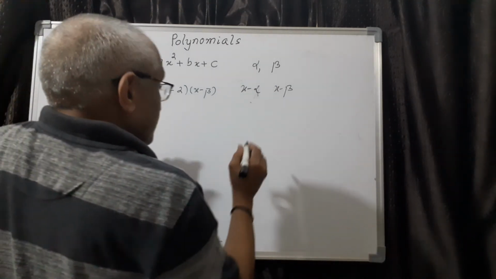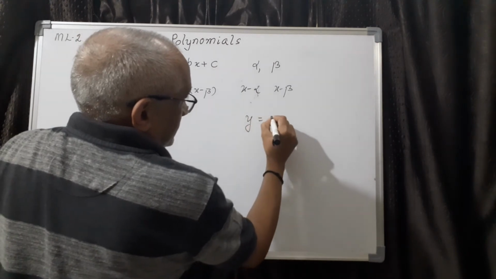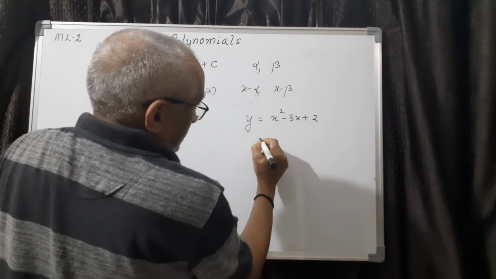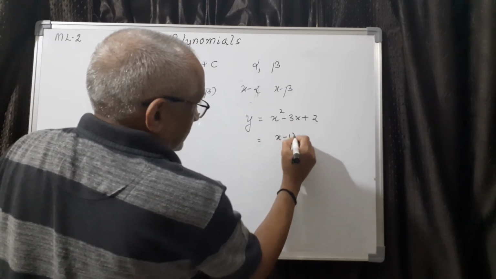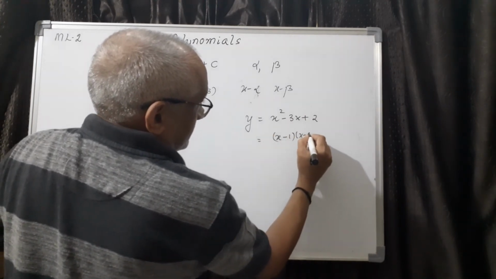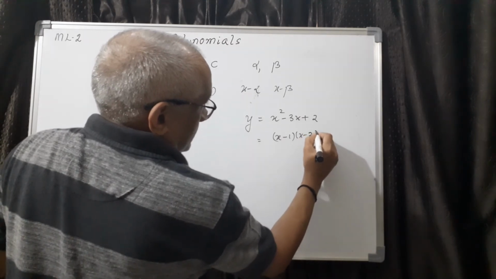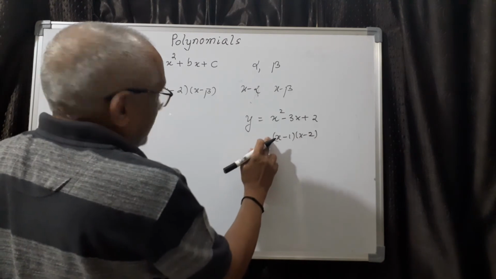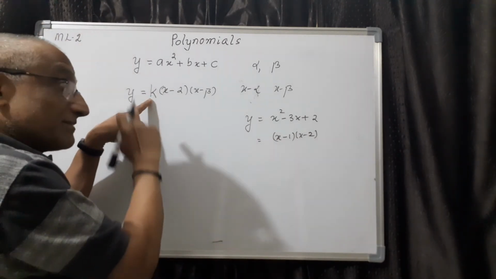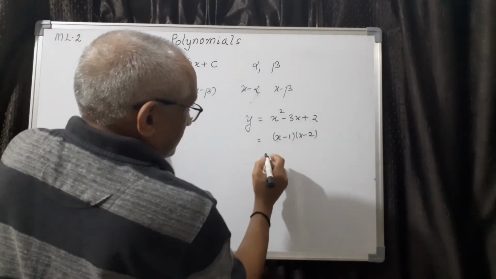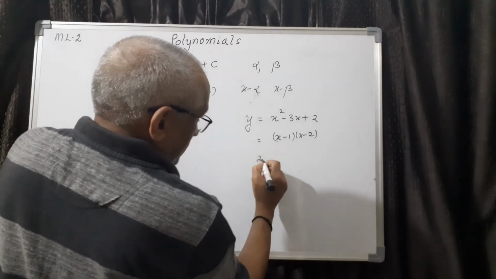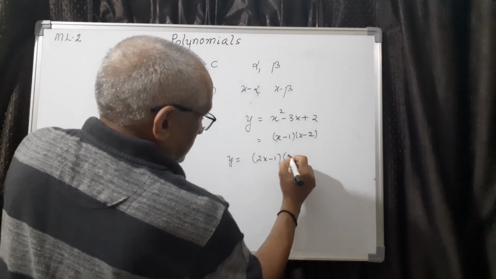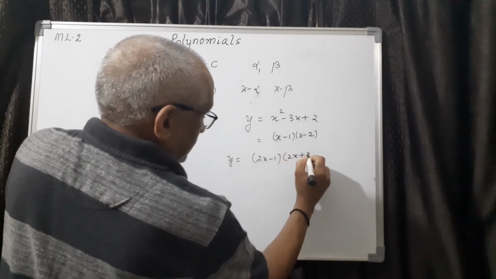Say for example, if you are having y equal to, say, x square minus 3x plus 2, when you factorize, this is x minus 1 into x minus 2. You can check x into x square minus 3x plus 2. Here k is 1. But sometimes what happens is, it can be, say for example, 2x minus 1 and 2x plus 3, suppose.